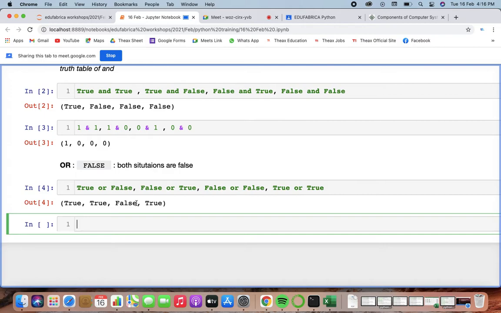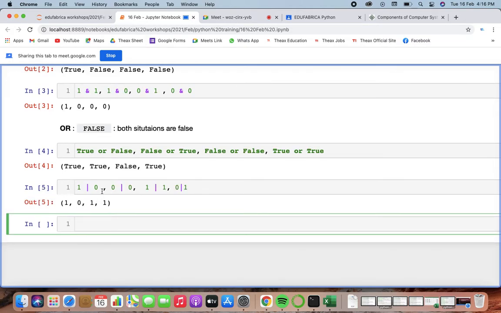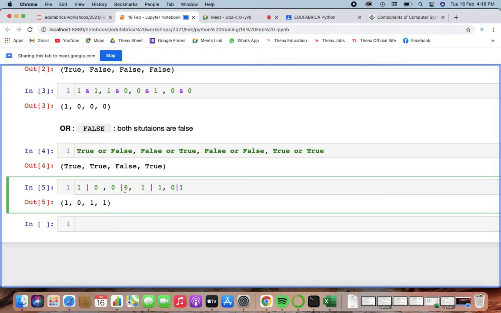Any queries here? No? Okay. Next, this can also be solved using 1 and 0. 0 or 0, or you can say 1 or 1, or 0 or 1. So only 0 or 0 is going to give you the false result. Otherwise, it is always true like this. Okay.